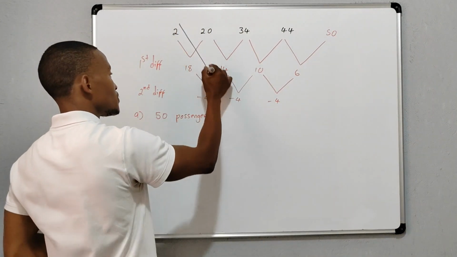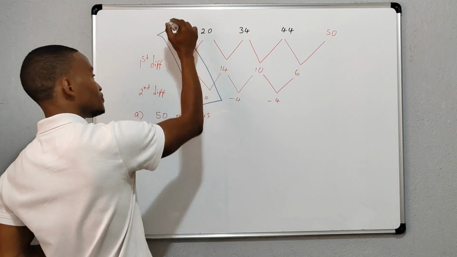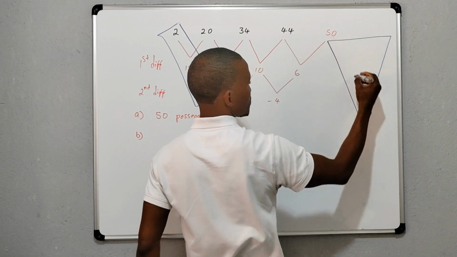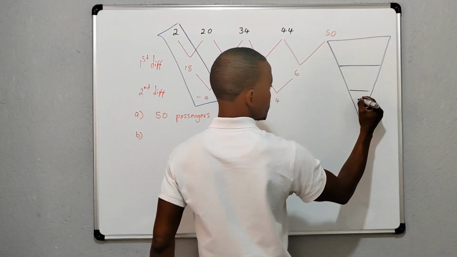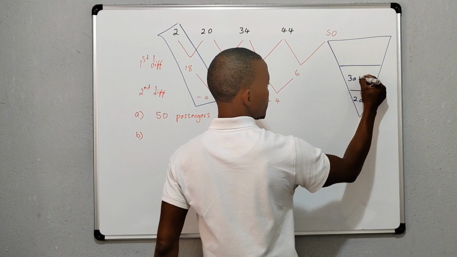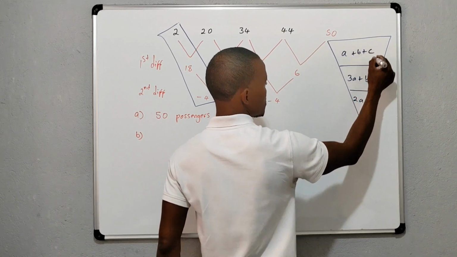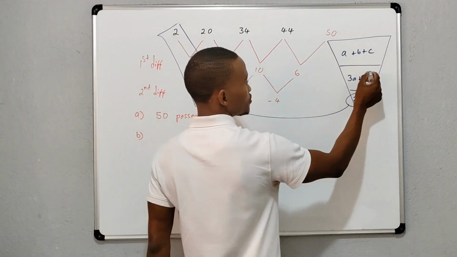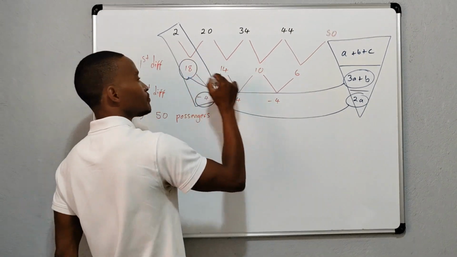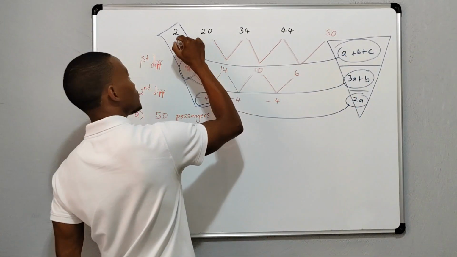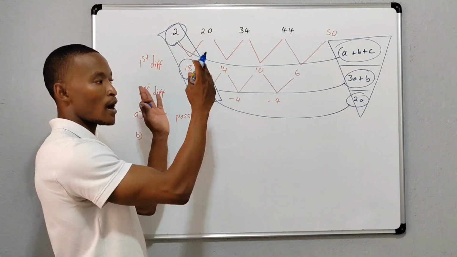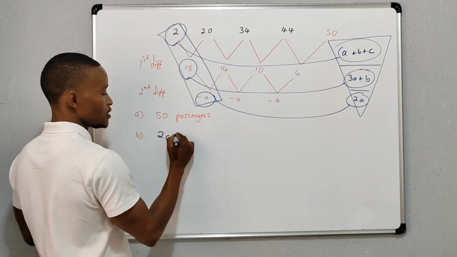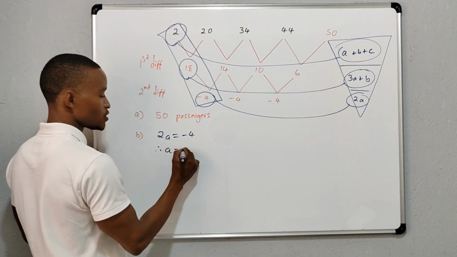Always work with the first branch, okay, and link your 3 equations. This is a 2a, 3a plus b, a plus b plus c. Link your 3 equations correctly from the bottom to the top. Okay, you always work upwards in a quadratic sequence. So we have 2a is equal to negative 4, and therefore a is equal to negative 2.